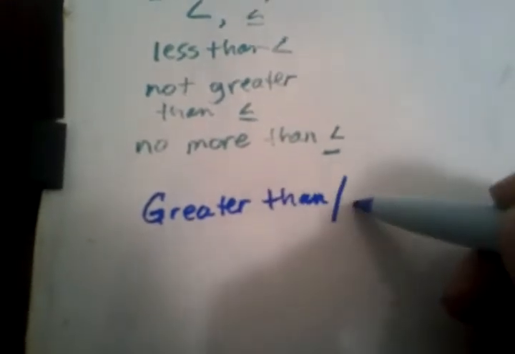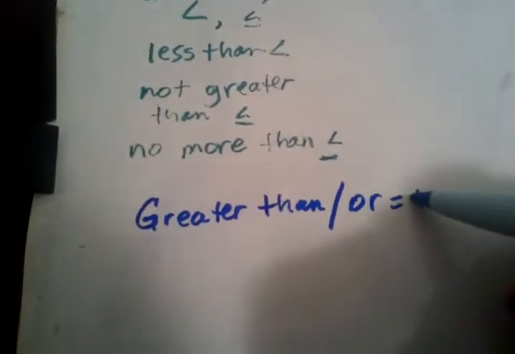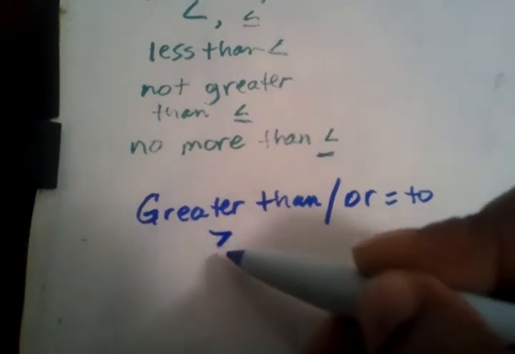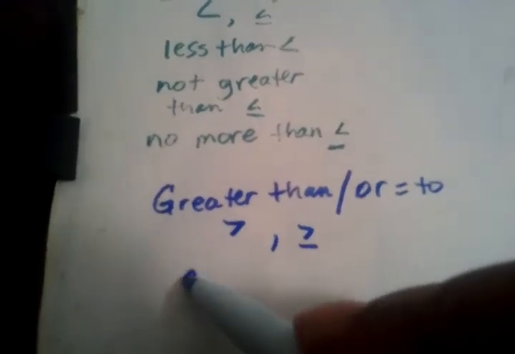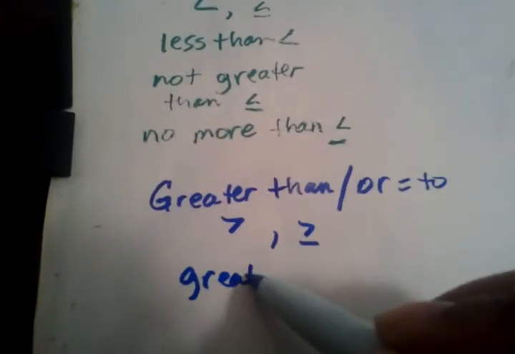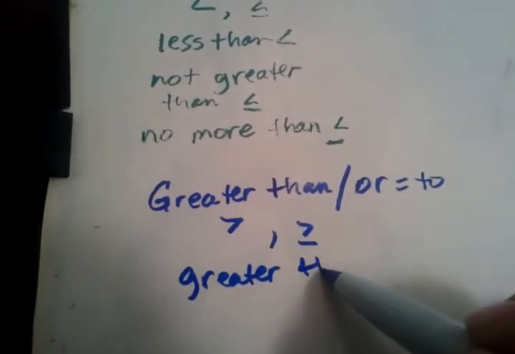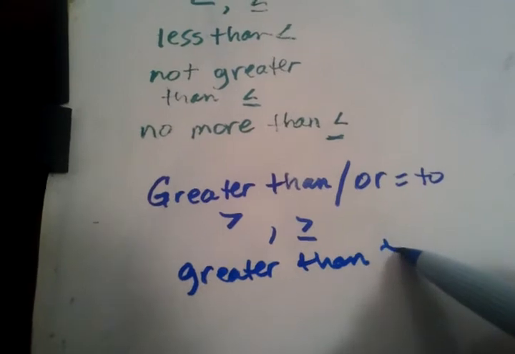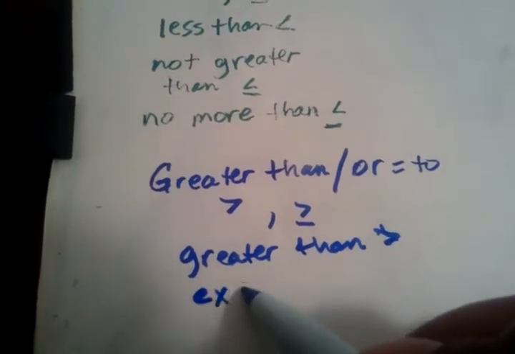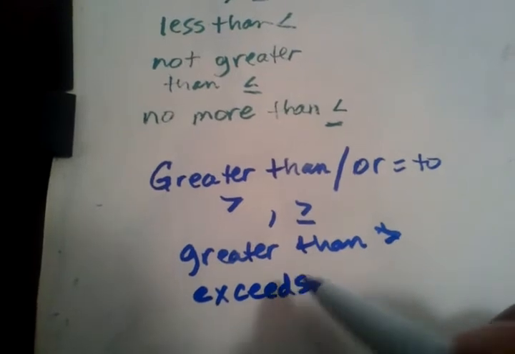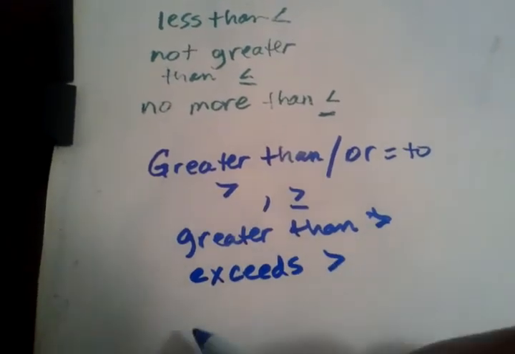And then we'll put a slash or equal to. So this is going to be our greater than symbol or our greater than or equal to. So it just flat out says greater than. We know that's just going to be the greater than that. If it says exceeds, that's also going to be greater than.